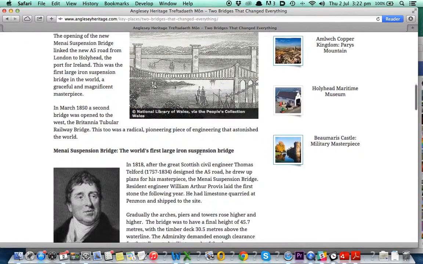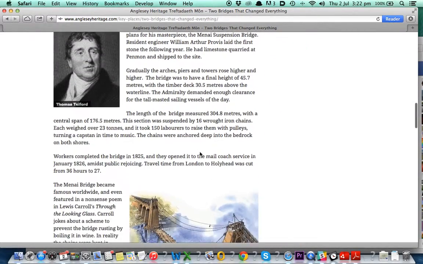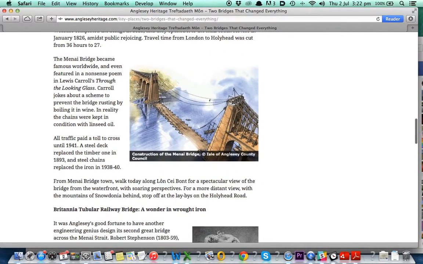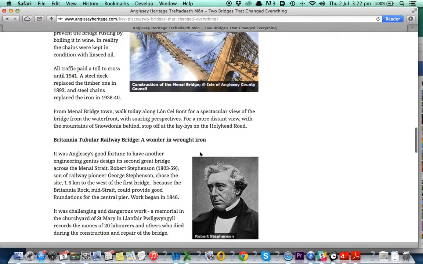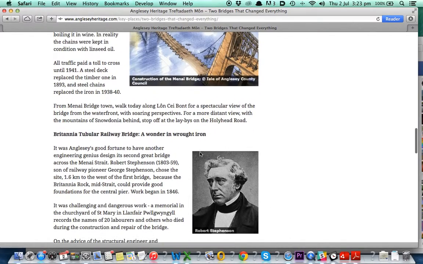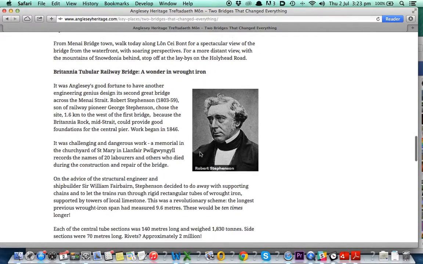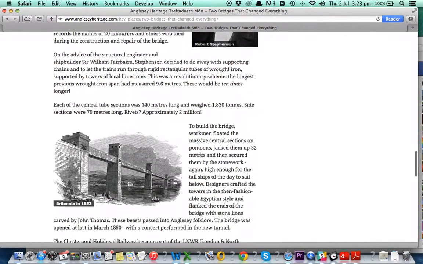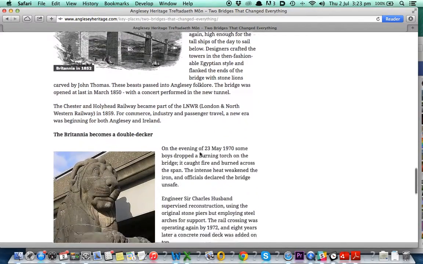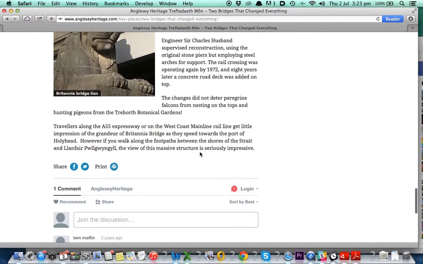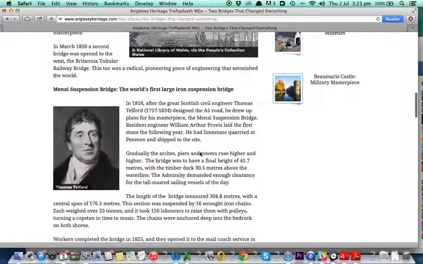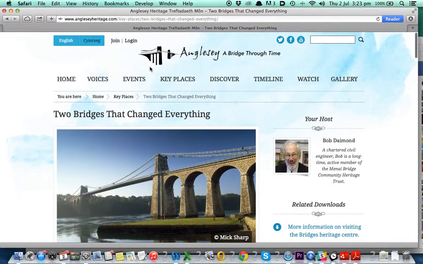This is the story of the Menai Suspension Bridge with some beautiful old artistic interpretations of it, and then the Britannia Tubular Railroad Bridge built by Robert Stephenson, also a landmark in industrial history, and the comments there. So that completes our look at the key places pages that the researcher created and built for the Anglesey, A Bridge Through Time website.